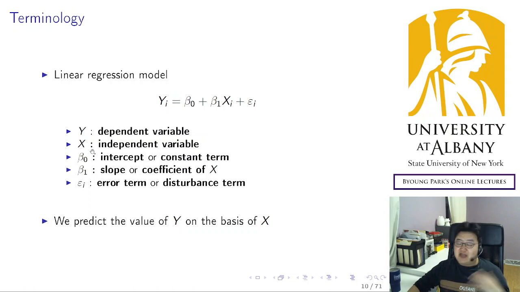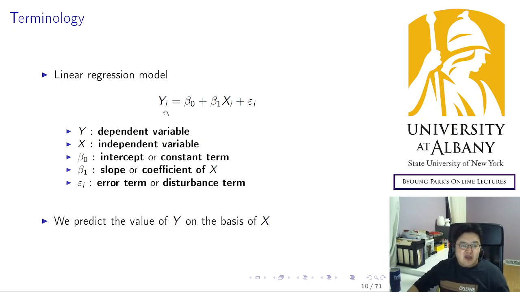I like that term better, as opposed to dependent variable, though people call X the independent variable, but I may call it the explanatory variable. And beta 0 is called the intercept or constant term. This is a mathematical term. And beta 1 is the slope or coefficient, also from mathematics. And epsilon is the error term or disturbance term or noise, which mean the same thing.